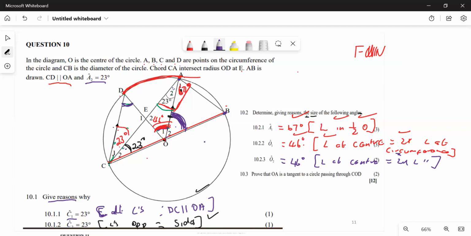Okay, now that we are done with this one, we collected our 8 marks. They say prove that AO. So we are going to come. Let's erase some of these things here. So if they say prove which is something here, it's a tangent, what you need to do is to put an imaginary circle here.